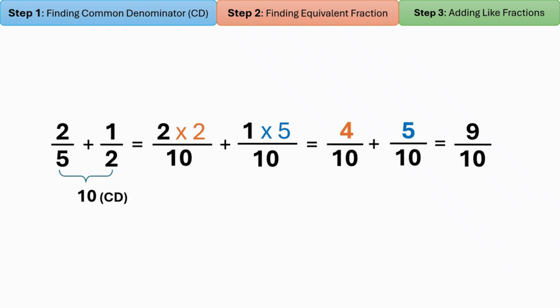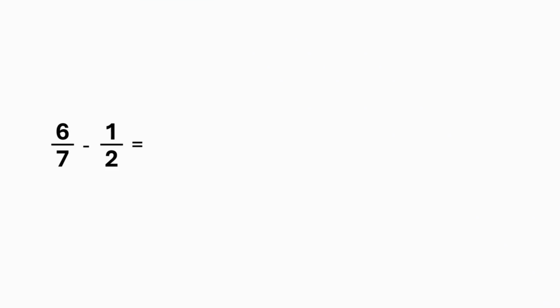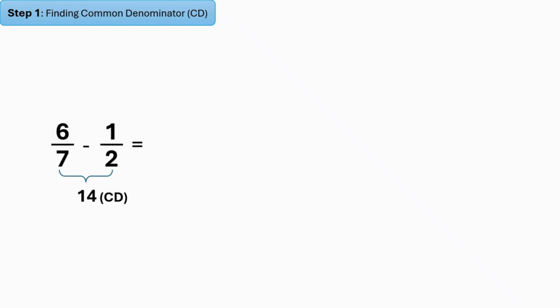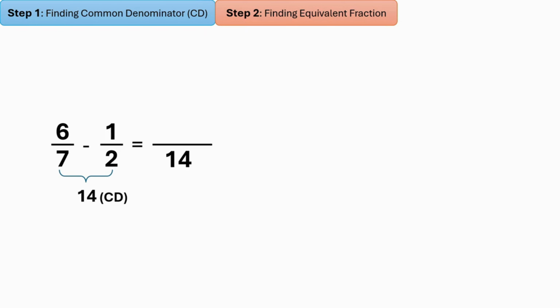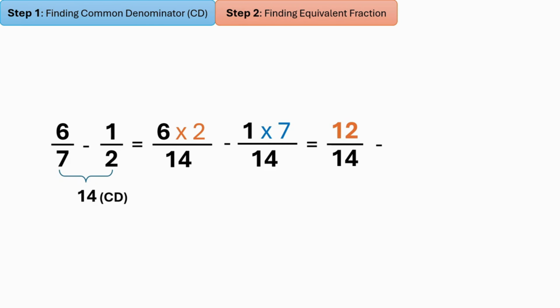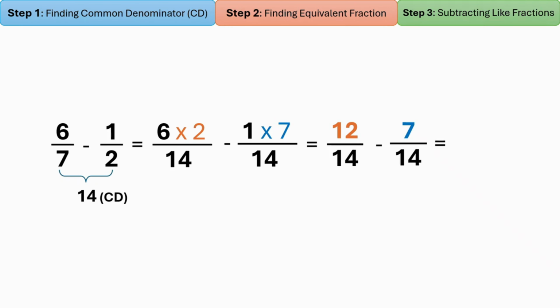A practice for subtracting. Let's try 6/7 minus 1/2. First step, let's find the common denominator. The common denominator is 14. Second step, let's convert them to equivalent fractions. Third step, 12/14 minus 7/14. The answer is 5/14.